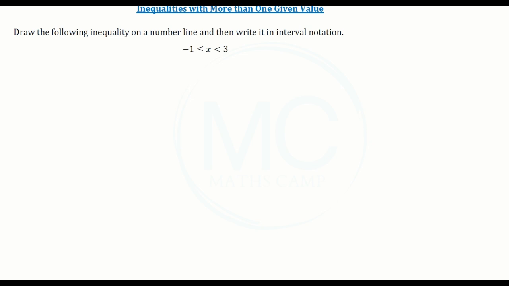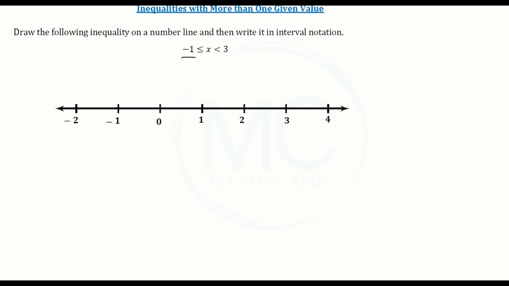Let's put in our number line. I want to start with -1. X is greater than or equal to -1, so we need to put a solid dot above -1. X is also smaller than 3, so we put a hollow dot above 3.